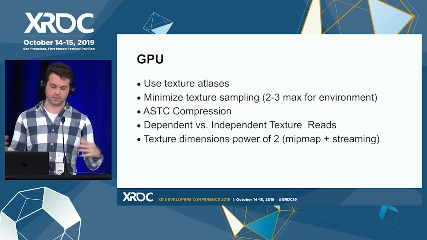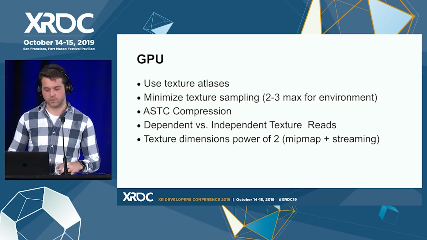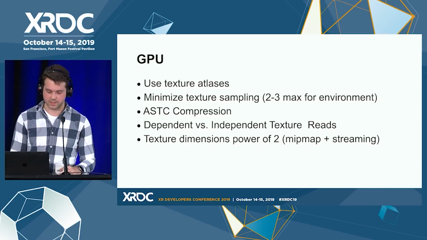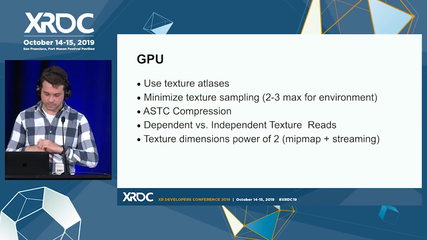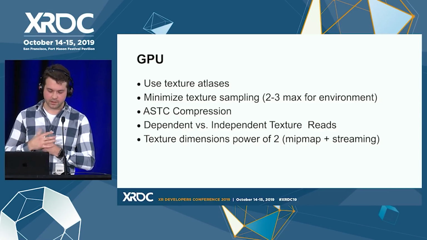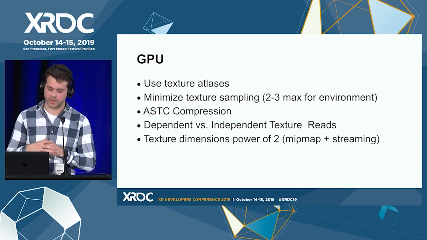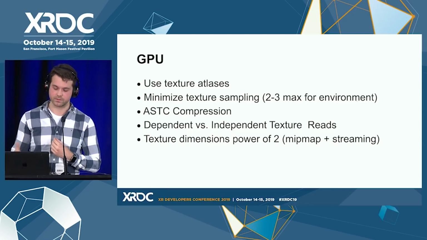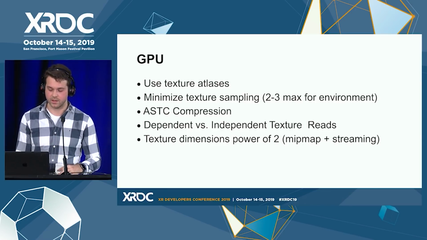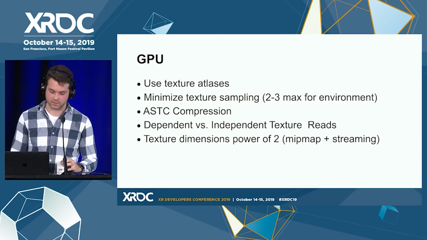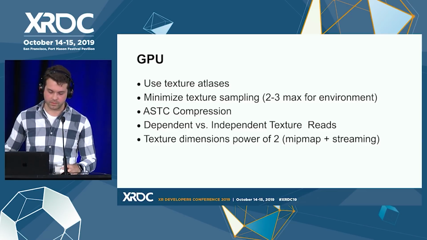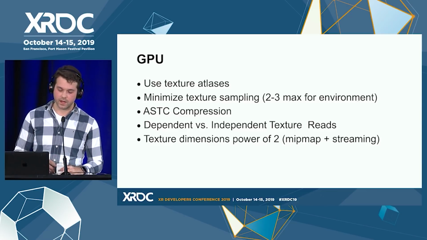So you want to batch things as much as possible. We used about 2-3 for each environment. Make sure you use ASTC compression. You can use RenderDoc or Memory Report to confirm that your textures were actually successfully converted to ASTC. Sometimes textures failed because of some weird things that the artist did.